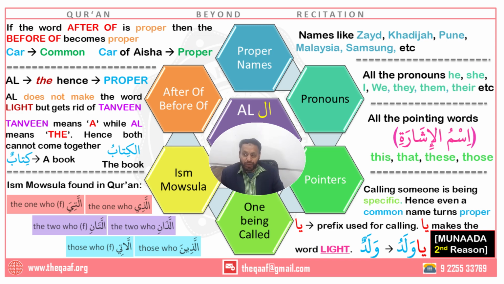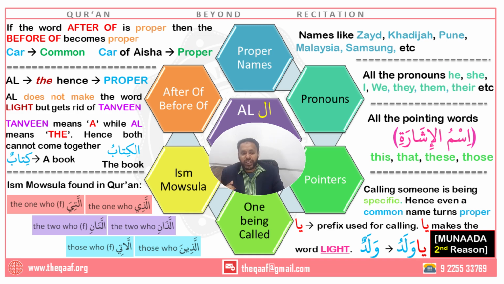waladun, a boy. But if I say ya waladu, ya is the prefix that is used to catch the attention, or that is used to call someone in Arabic. So if I say ya waladu, now it becomes proper, because now I'm not talking about any boy, I'm calling that boy. Who, a boy, oh boy. So this ya gets translated as o. Usually there is no translation, it just indicates somebody is trying to catch the attention of someone. So ya, when you put it, it becomes proper.